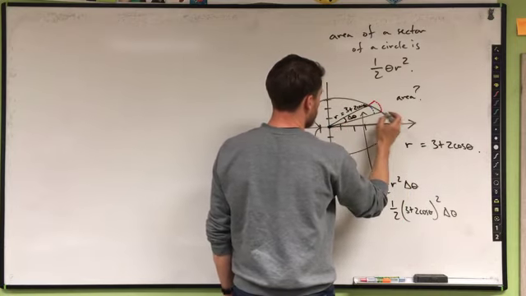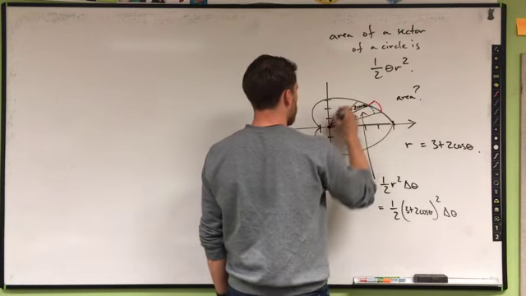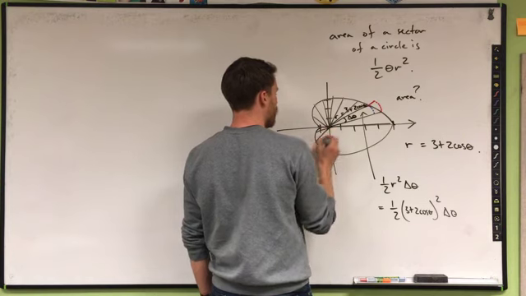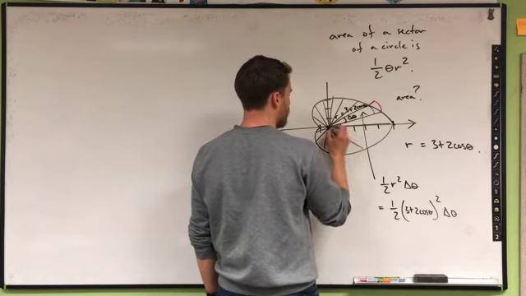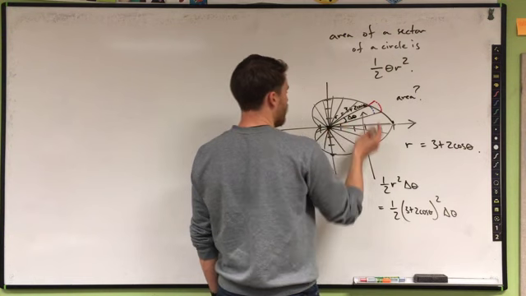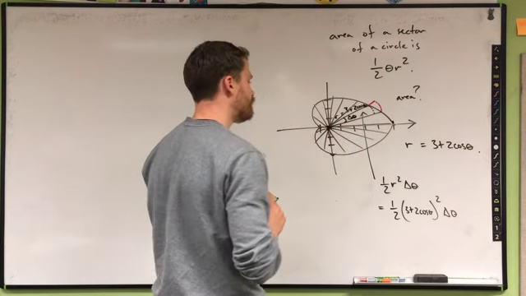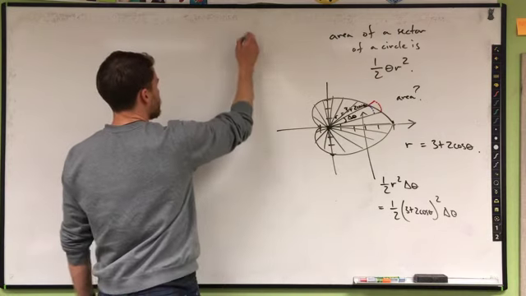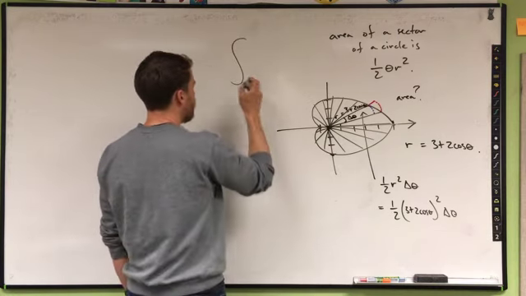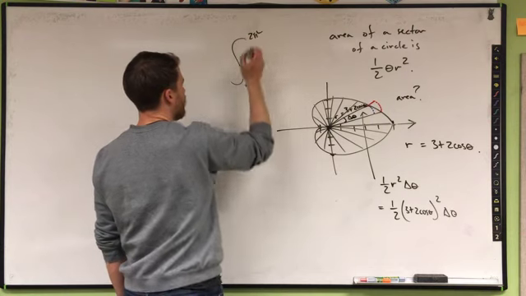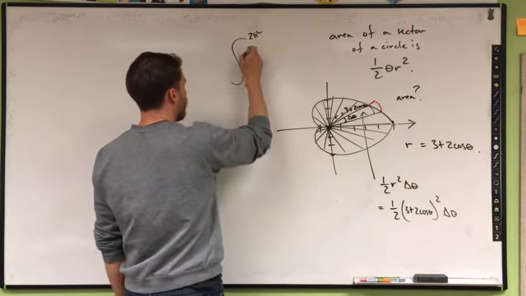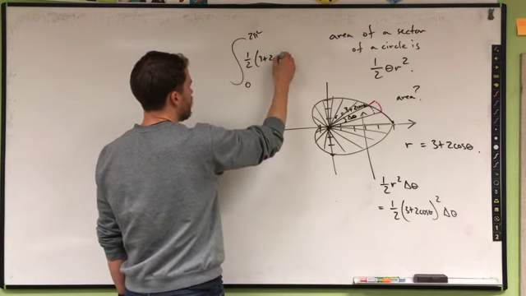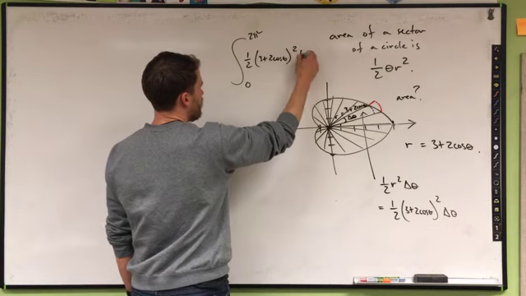We want to take sectors to approximate the volume. And we want to add up all these little sectors, from, in this case, 0 to 2 pi, in order to find our area. So what should that look like? Well, that should look like the integral from 0 to 2 pi of 1/2 times r squared, in this case (3 plus 2 cosine theta) all squared, d theta, right?